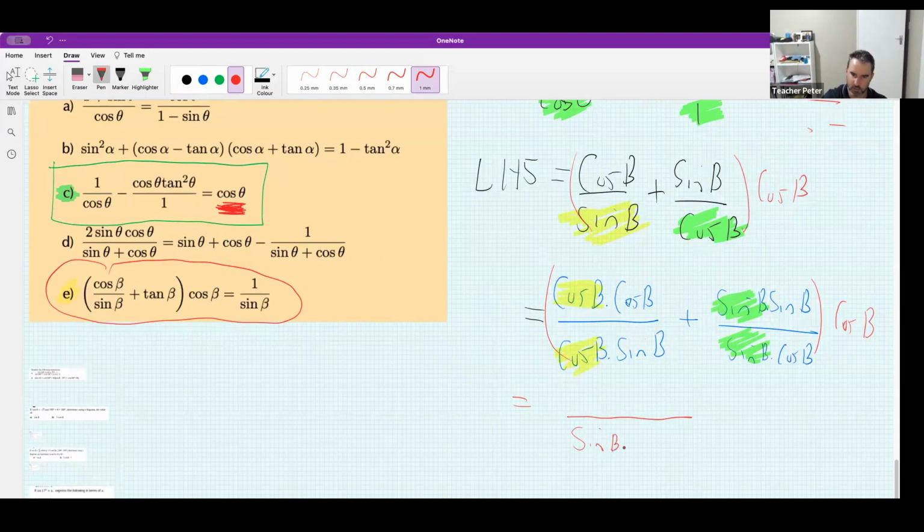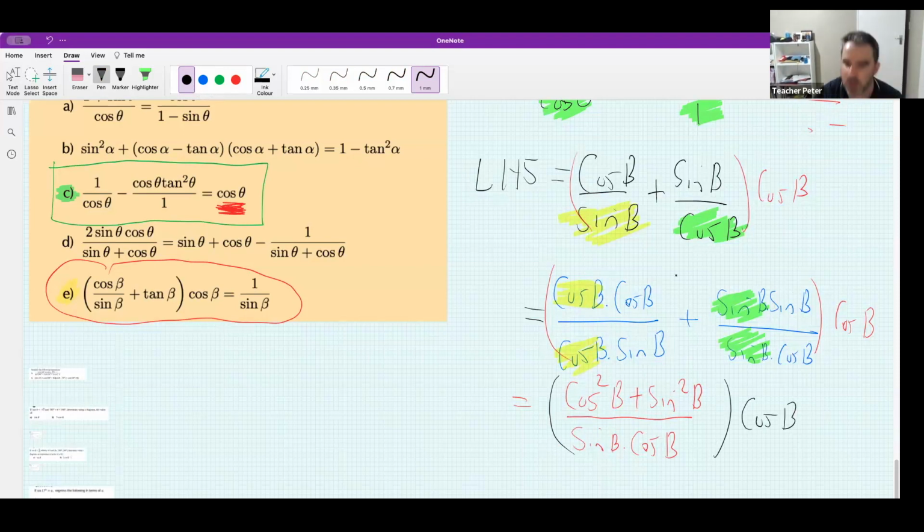I'm going to write it nice and neatly. So sine B cos B is the denominator. And then on top, I'm going to have cos squared B plus sine squared B. And then the cos B is still just chilling outside there. Okay, what is my next step going to be?